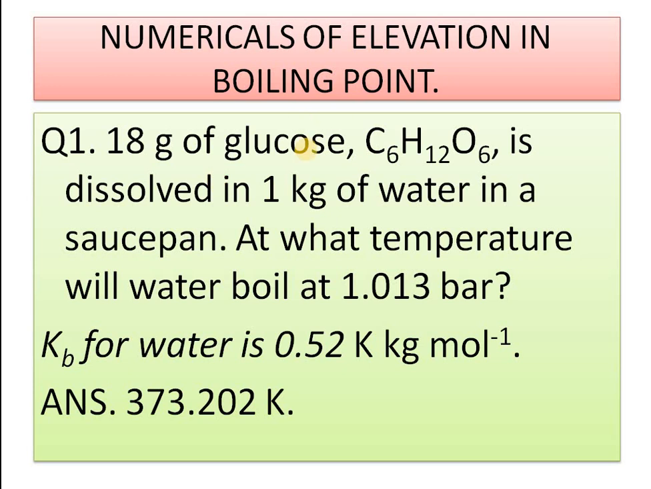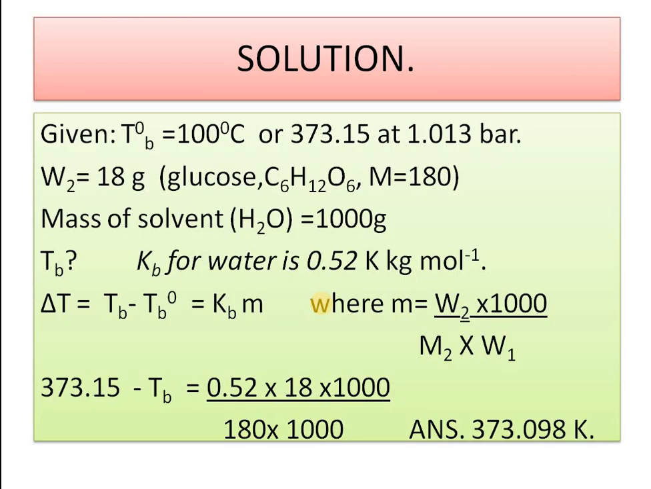Now, what could be the TB naught at the standard pressure of 1.013 bar? It would be 100 degrees Celsius. If you convert into Kelvin, that would be 373.15. And now you see the answer. The answer is more. It means TB naught will be less and TB will always be more. This is the basic thing you need to keep in mind while solving any numerical. So okay, let us start.